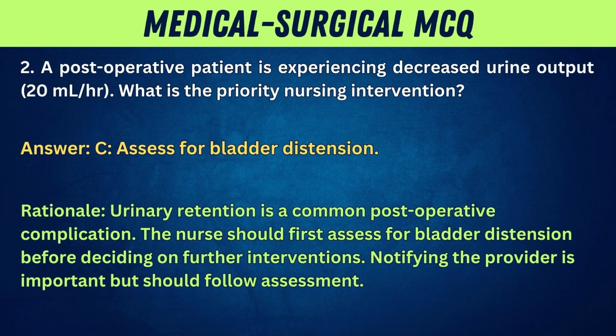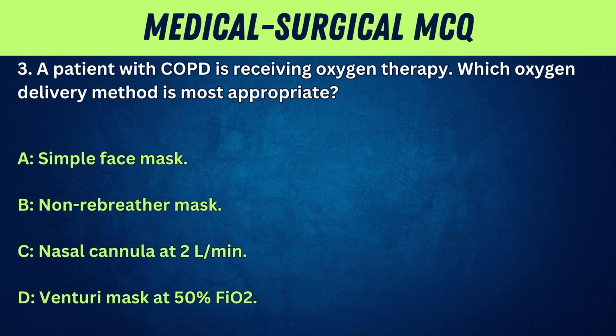Urinary retention is a common postoperative complication. The nurse should first assess for bladder distension before deciding on further interventions. Notifying the provider is important, but should follow assessment. 3. A patient with COPD is receiving oxygen therapy. Which oxygen delivery method is most appropriate?